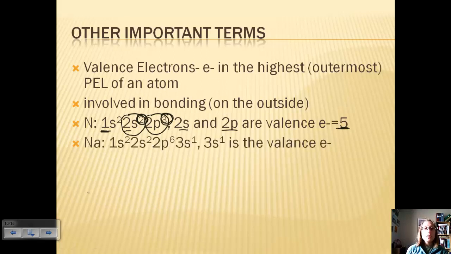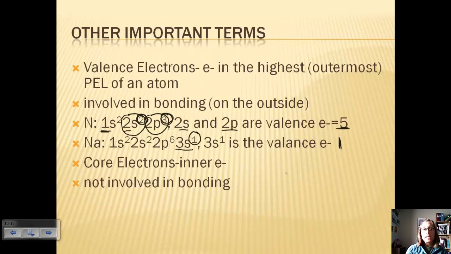Let's look at sodium. We've got 1s2, 2s2, 2p6, and 3s1. Well, our highest principal energy level is 3. And so 3s1 is where our valence electrons are located. And because I have a 1 here, that gives me 1 valence electron. Core electrons are the inner electrons. They are not involved in bonding, they just fill those lower energy level orbitals.